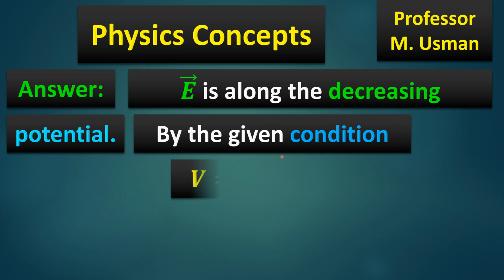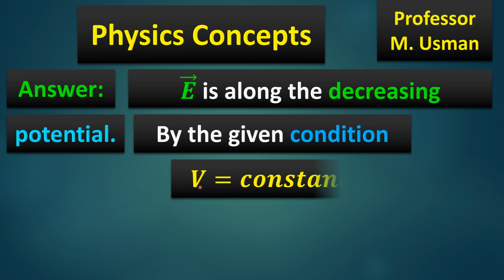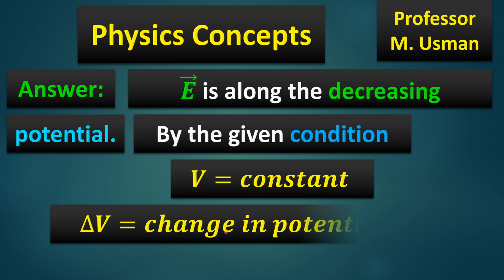By the given condition, V is equal to constant, potential is constant. So delta V, the change in potential, will be equal to 0 as the potential is constant. So its value is neither increasing nor decreasing.